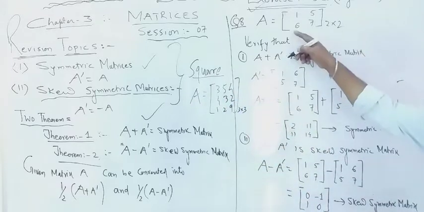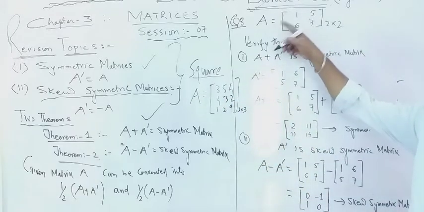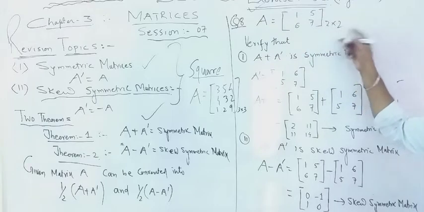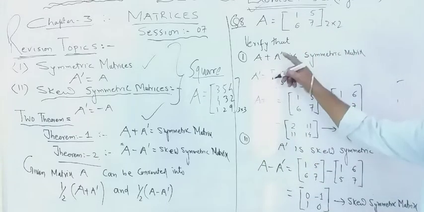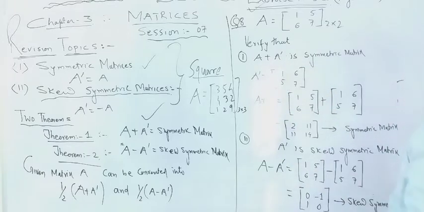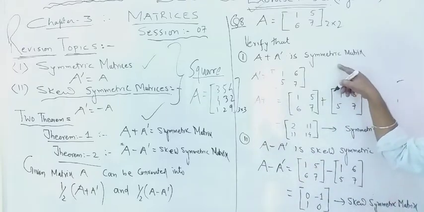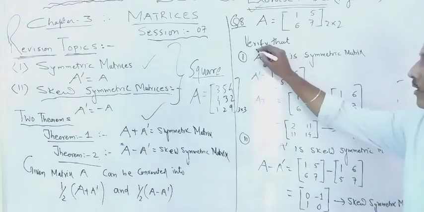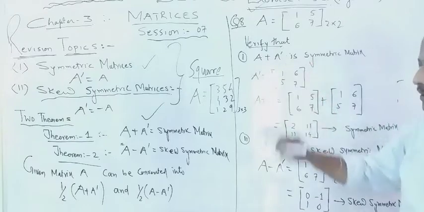So, it is given in the question that A is [1, 5; 6, 7], of order 2 cross 2, and they are asking what you are going to get when you add A with A dash. Obviously, according to that theorem, you are going to get a symmetric matrix, that we are going to verify. Not only verify, we are going to prove it.